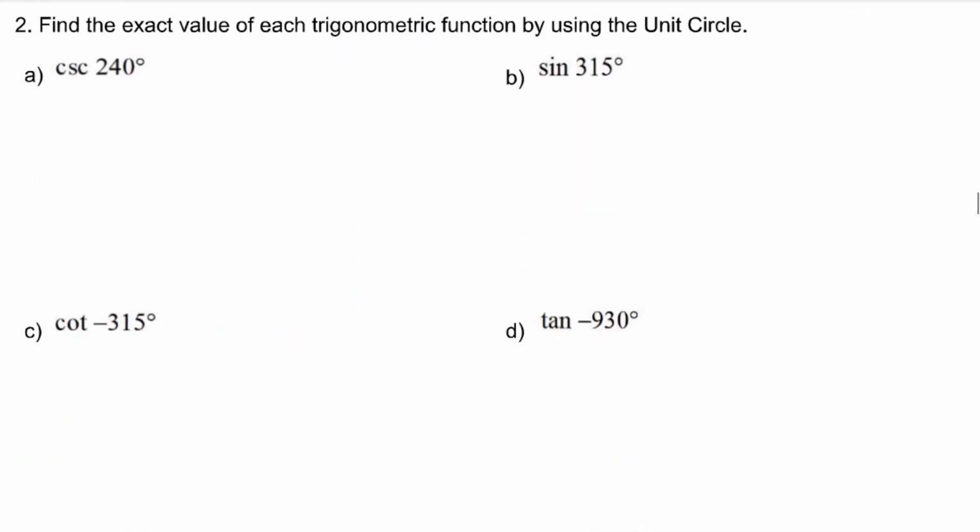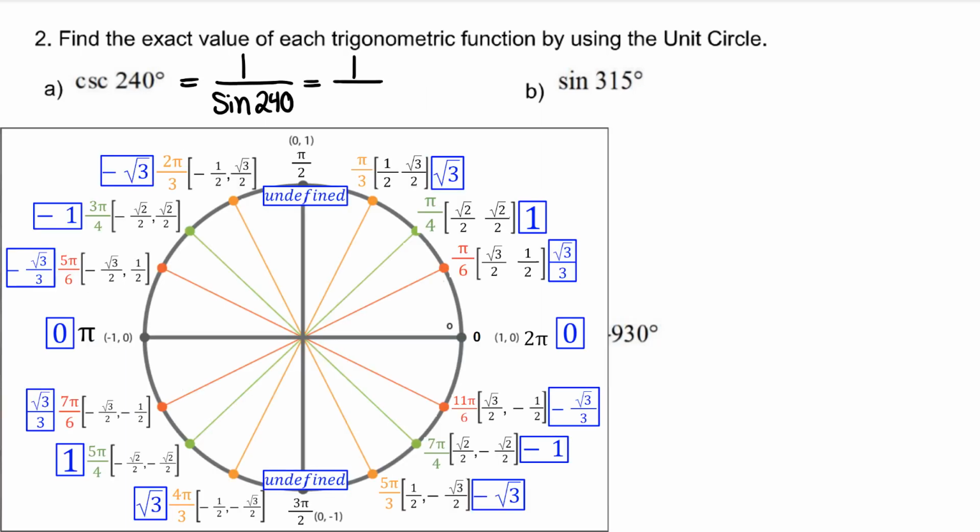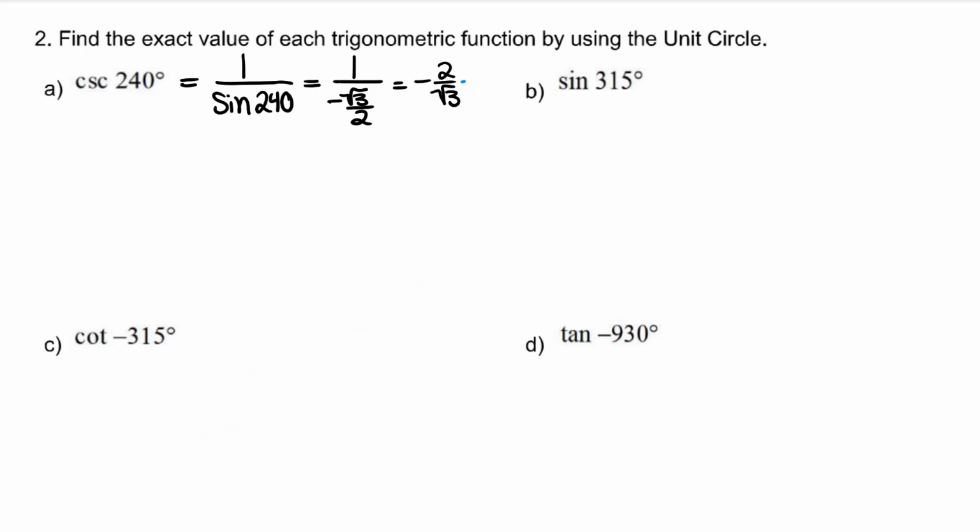For part A, cosecant of 240 degrees. Cosecant is the reciprocal function for sine, so this would equal 1 over sine of 240 degrees. 240 degrees is equal to 4 pi thirds. Because sine corresponds with y, the y value at 4 pi thirds is negative root 3 over 2. Find its reciprocal, that would be negative 2 over root 3, and now you'll need to rationalize the denominator. Cosecant of 240 degrees is negative 2 root 3 over 3.